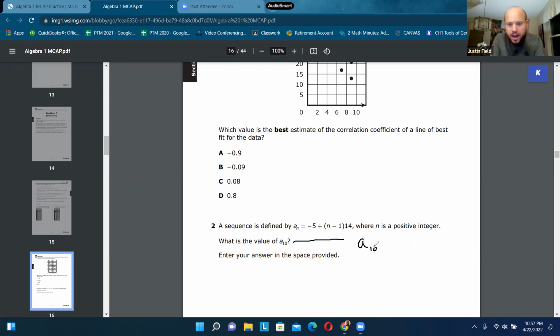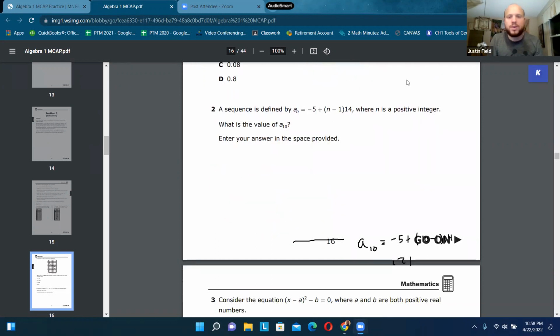So the value of a10 is equal to, so that just means we're going to substitute 10 in for n. So 5 plus 10 minus 1 times 14. I can use a calculator, so why not? -5 plus, well, that's 9 times 14, 121. So that's the value of the 10th term of the sequence.